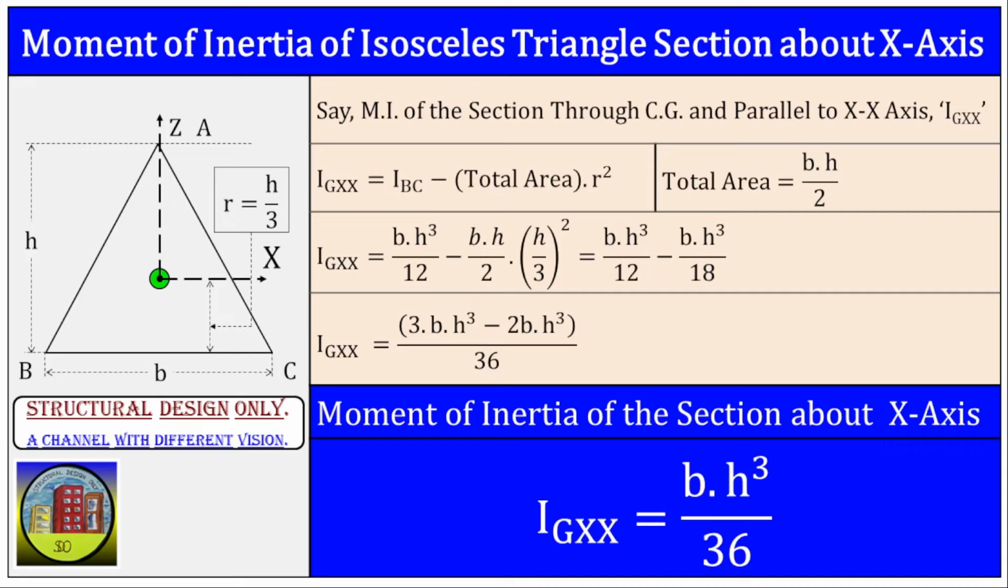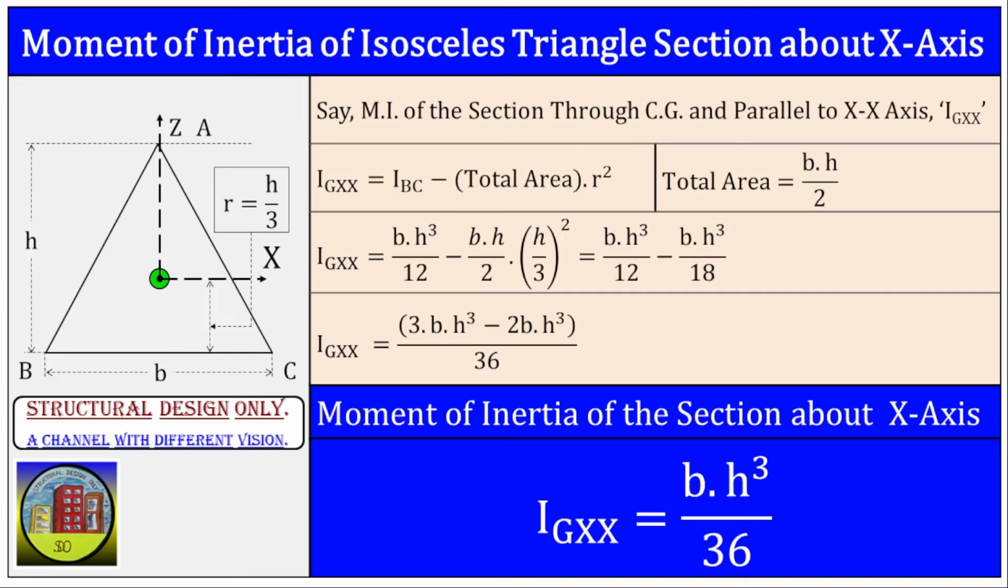Say total area of the triangle, A. Now we know A equals B into h by 2. Therefore we can write IGXX equals B into h cubed by 12 minus B into h by 2 into square of h by 3. Finally we have IGXX equals B into h cubed by 36. Now we have achieved our first goal.